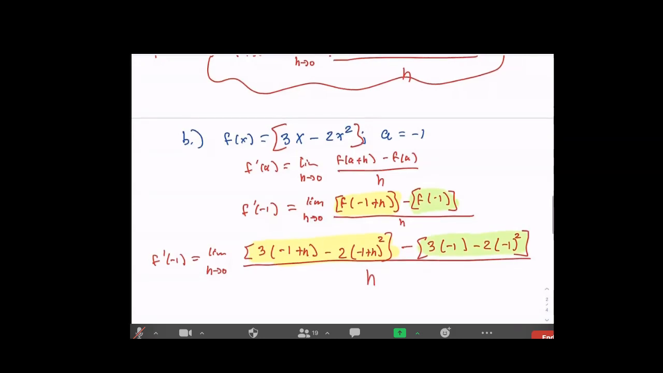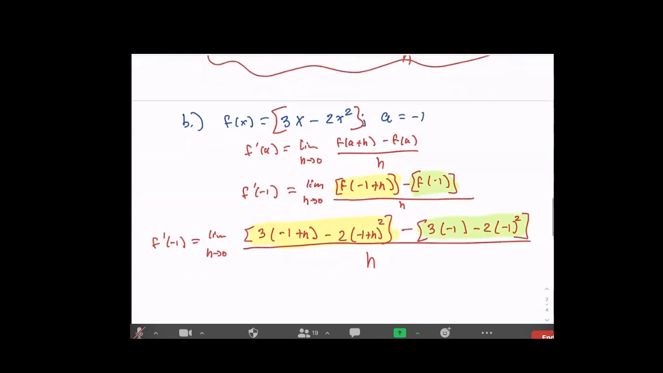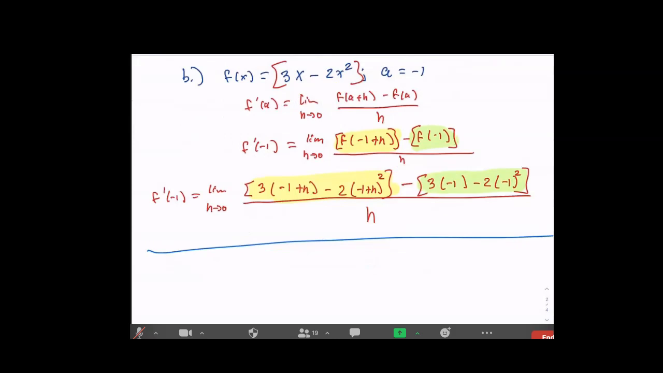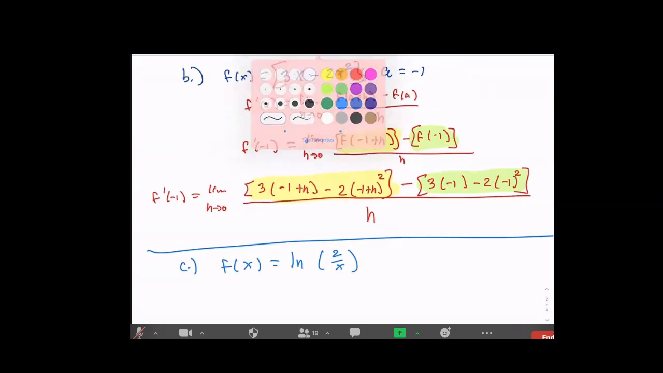Right now, we're not trying to find the actual value. We're not going to try to find the actual answer. That's all I'm looking for right now. In the first 2 problems of your homework, that's basically what I'm looking for. Now for the next problem, C, what happens if I give you something like f of x equals the natural log of 2 over x? It doesn't matter what function I give you. All you're doing is following the process.